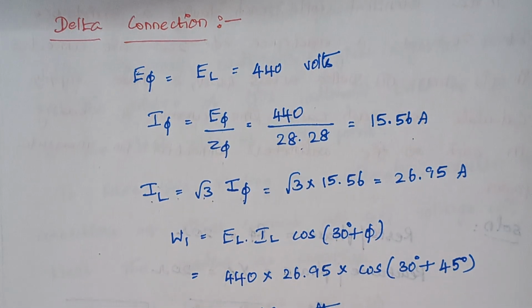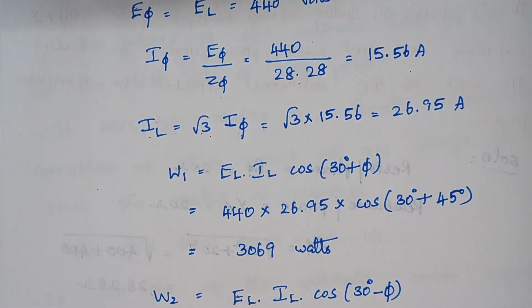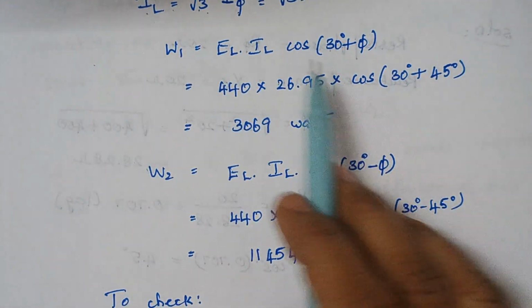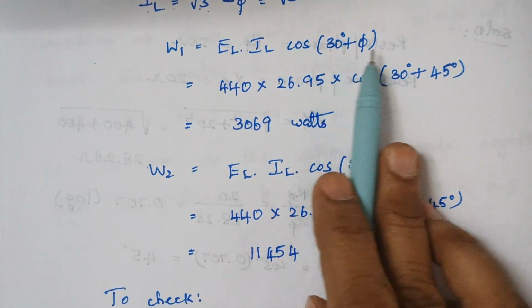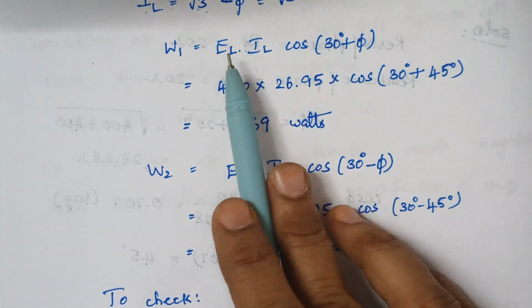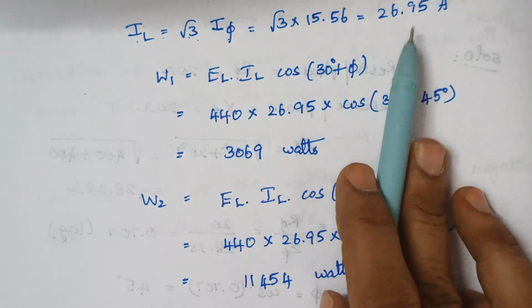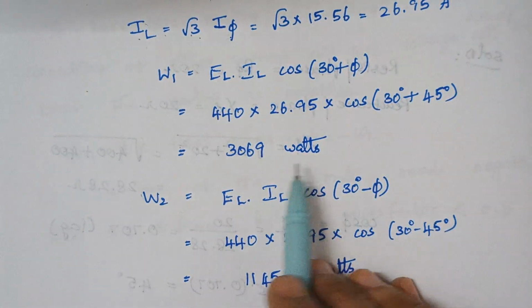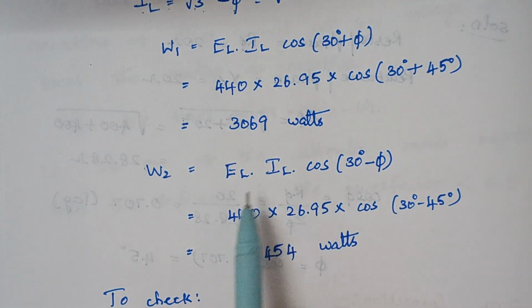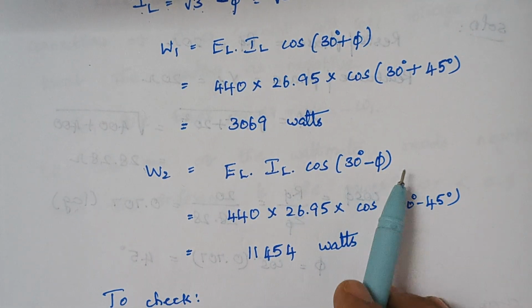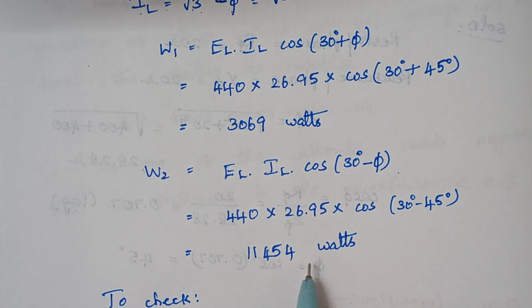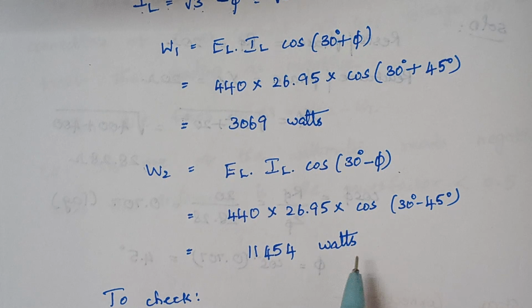Now we are going to calculate the values of W1 and W2. In this case W1 is E_L I_L cos(30 + φ). The value of φ we have already calculated, and E_L and I_L we have just calculated. So substitute them, and the answer is 3069 watts. Again, for W2 the value is E_L I_L cos(30 − φ). Just substitute, and the answer is 11454 watts.